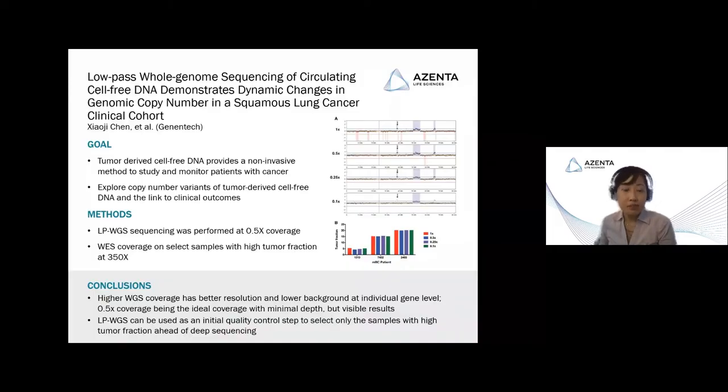So undoubtedly, while higher sequencing depth provided much better resolution and lower background for detecting certain genes and SNP variants, the study did conclude that around 0.5x was the ideal low coverage that was still able to provide comparable calls and results while minimizing the amount of sequencing that was actually being performed. Based on the samples that had the highest tumor fraction, whole exome sequencing was then performed to further explore any of the mechanisms that might be involved in the resistance to the treatment.